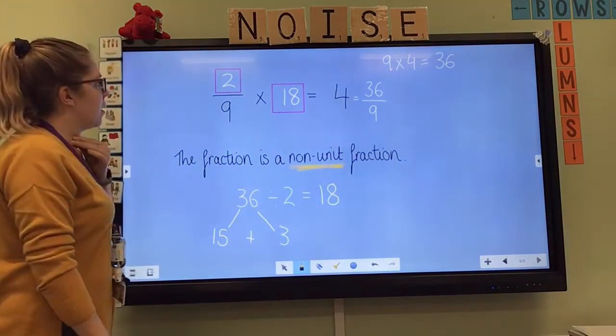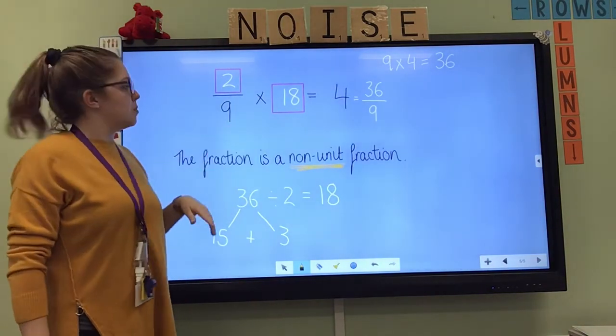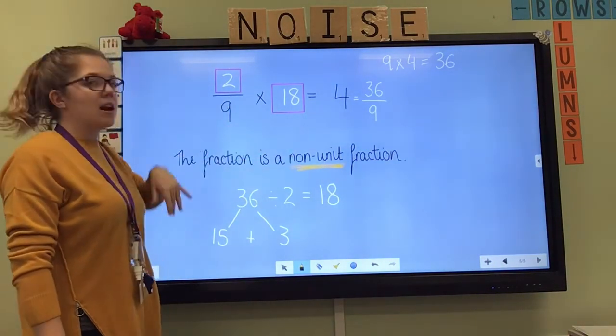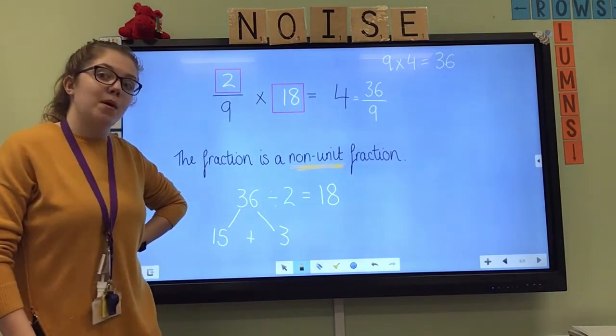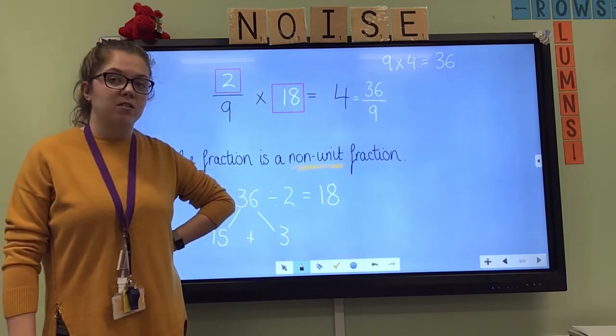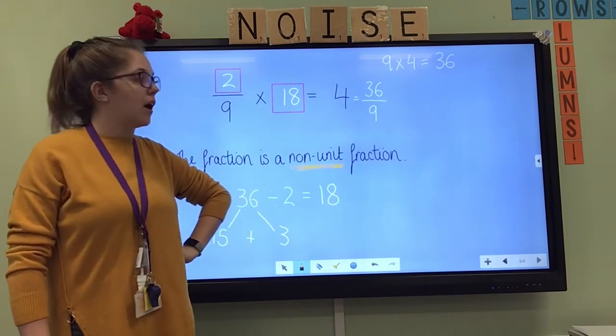See if you can find another solution to this question, because non-unit fraction can be any number that's greater than 1. Is there another way to solve this problem? Maybe leave a comment on the blog if you find another solution to this problem, okay?